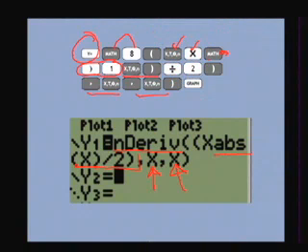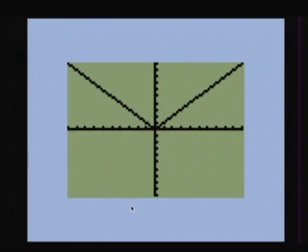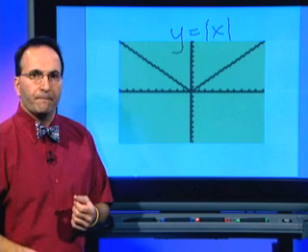And now let's take a look at what the window would look like when you graph this. You get this graph right here. And if you recognize it, yes, in fact, that is y equals the absolute value of x. So that is the derivative of that original function.